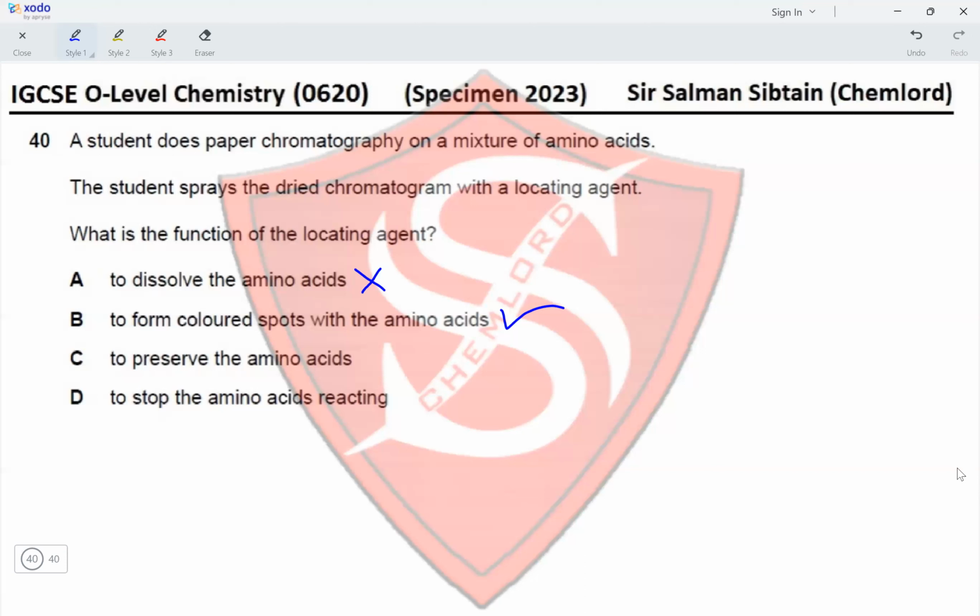Next, to preserve the amino acids, no, it is not a preservative. And to stop the amino acids reacting, the amino acids are not reacting, they are all separate because they have been separated via the process of chromatography. Hence, option B is the correct option for this question.